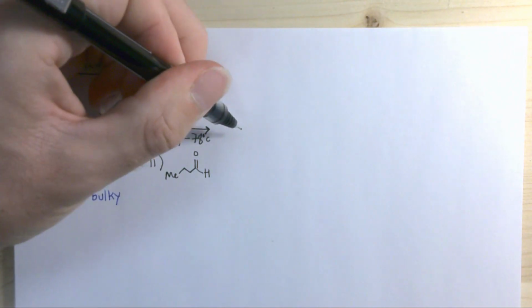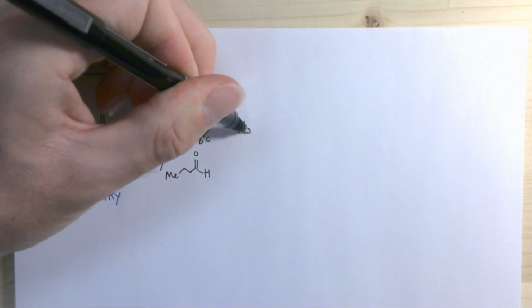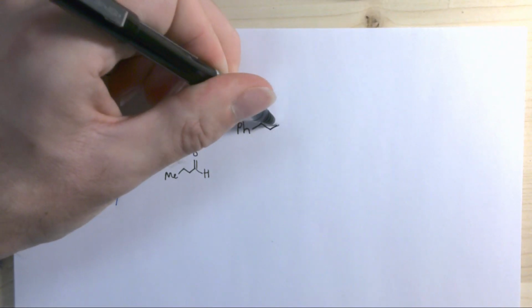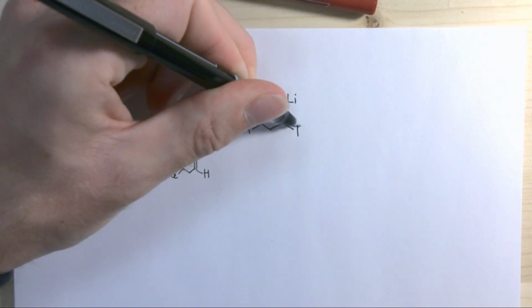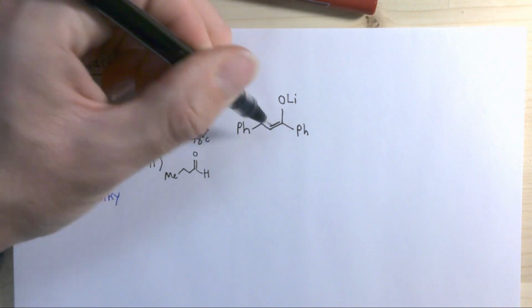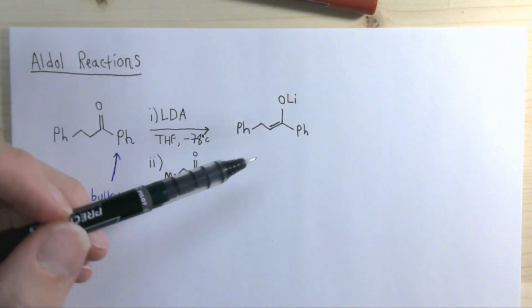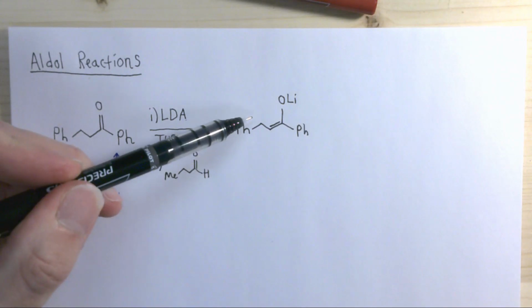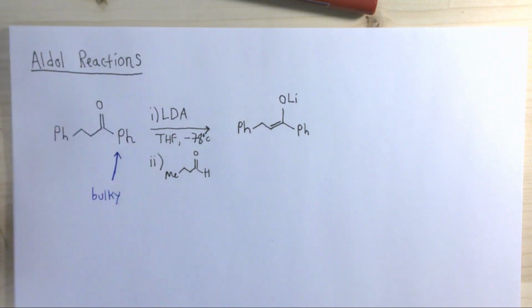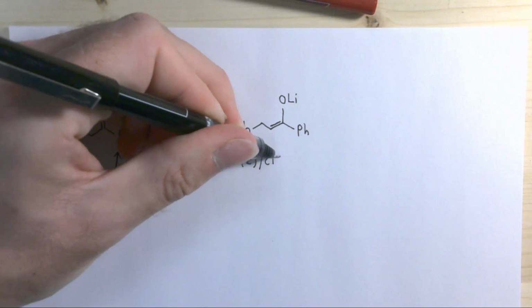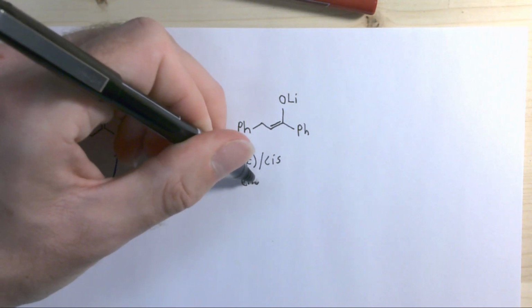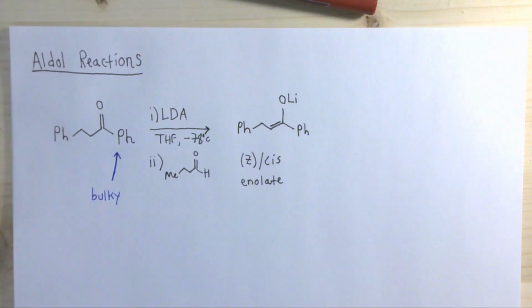So what that means for me is I'm going to get this enolate right here, where I have this benzyl group on the same side as where my O- is. So that's of course the Z or cis type enolate. And that's simply because of that bulky Ph group.